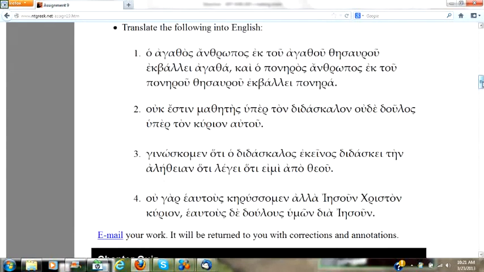The English to Greek, or rather the Greek to English exercises include a couple of sentences that are directly out of the New Testament. More and more now we will be using passages from the New Testament in our translations. Do well.